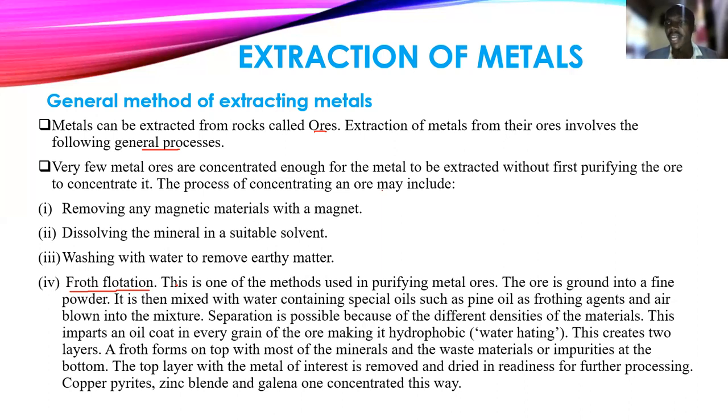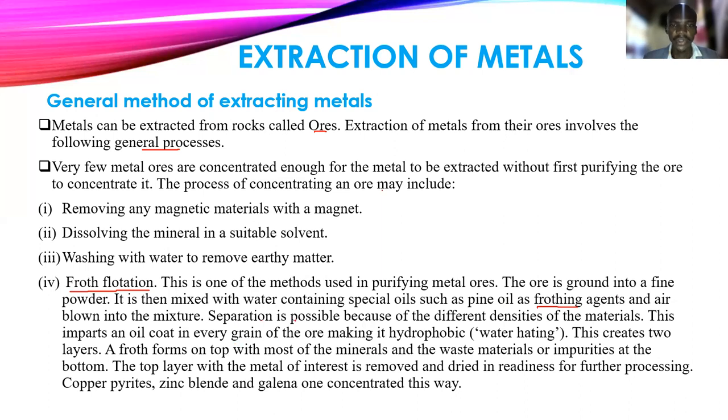The ore is ground into fine powder. After you have ground the ore into fine powder, now you mix it with water containing a special oil, and this oil is from pine oil, and this oil acts as a frothing agent, and air is now blown into the mixture. The mixture of what? The mixture of the ground powder of the ore and water, and that water contains what? The oil, which is from the pine oil.